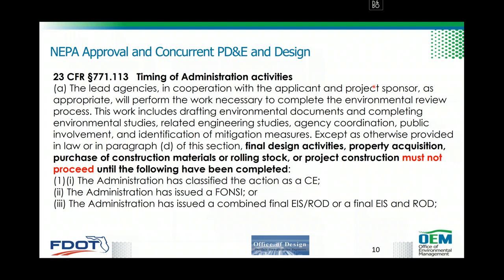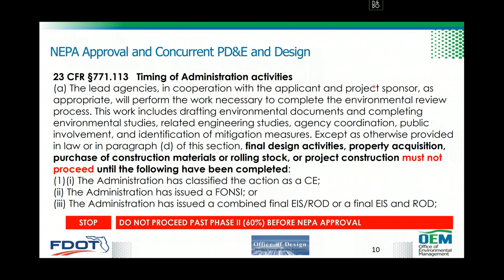771.113. Then final design activities, property acquisition, purchase of long-lead construction material or rolling stock, or project construction must not proceed until the following has been completed. Number one, the administration has classified the project as a CE, which is categorical exclusion, a FONSI, finding of no significant impact, from an EA, or the administration has issued the combined final EIS and record of decision or final EIS and record of decision. So these are the conditions which are regulated by FHWA and allow us to overlap PD&E and design, but at the same time prevent us from performing any final design activities before we clear NEPA.